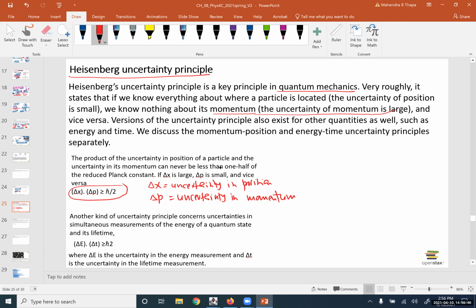This is one of the key principles of quantum mechanics. Similarly, if delta E is the uncertainty in energy and delta t is the uncertainty in time, then the product of delta E times delta t will be greater than or equal to h/2.